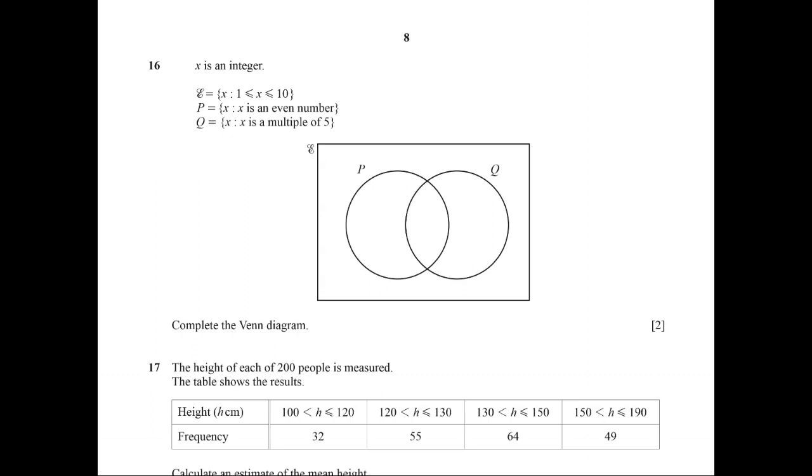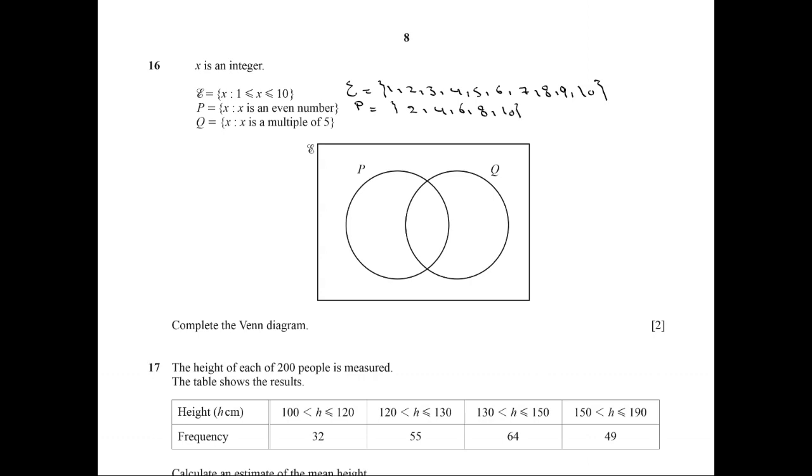Question 16, x is an integer between 1 and 10. So we can find that the universal set is equal to 1, 2, 3, 4, 5, 6, 7, 8, 9, 10, all the numbers between 1 and 10. P is the even numbers, and the even numbers are 2, 4, 6, 8, 10.